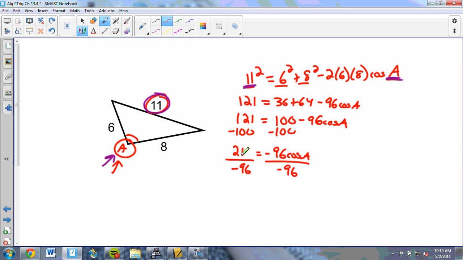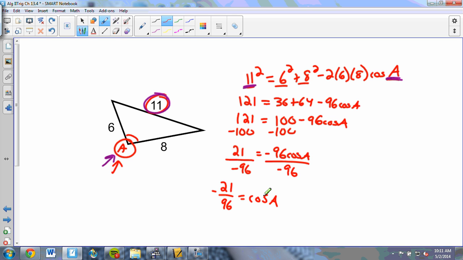Divide both sides by negative 96. You cannot divide by cosine. Trying to divide by negative 96 cosine doesn't make any sense. It has to be a cosine of something, but we don't know what that something is because we don't know what this A is. You can never get rid of a cosine just by dividing it. So what I have right now is negative 21 over 96 equals cosine of A. I can't get rid of that cosine by dividing it.